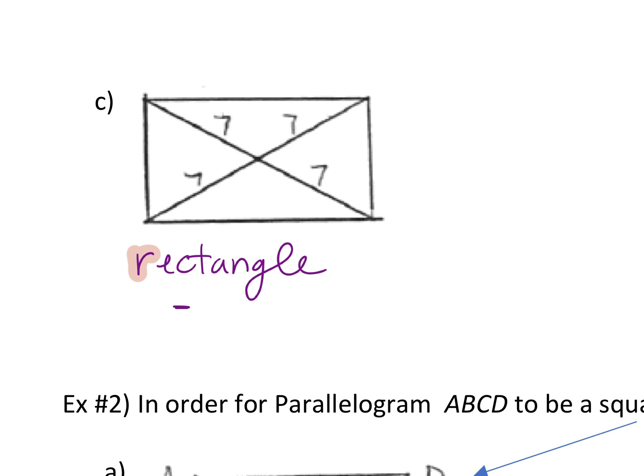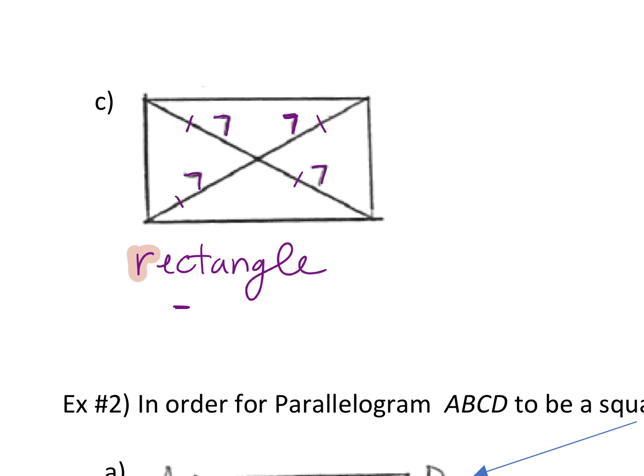Because it is. It has the square. No, the line. The opposite, I don't know. So these are all 7, right? Which means all of these are congruent.